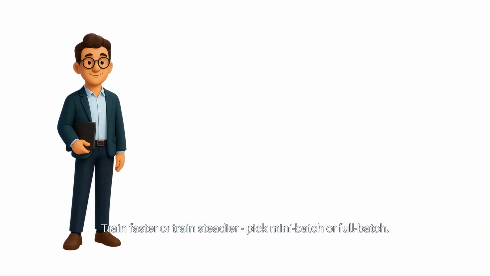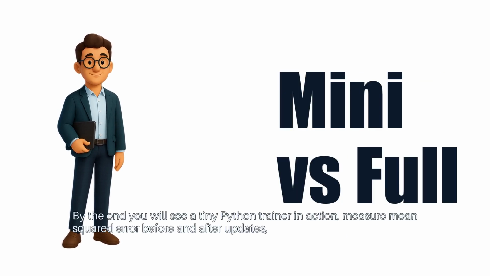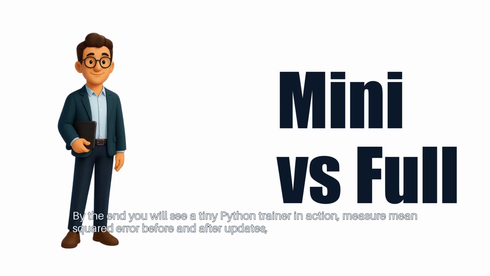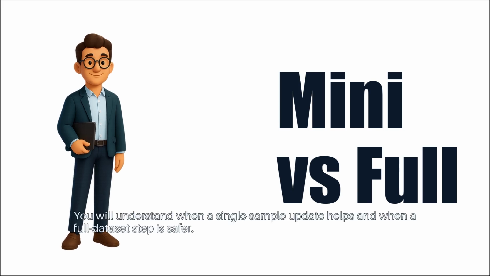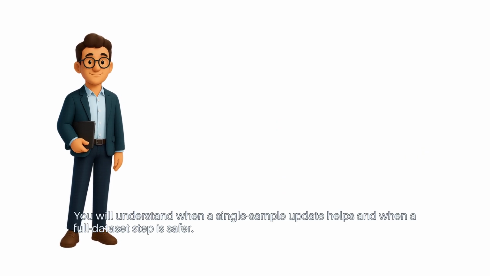Train faster or train steadier. Pick mini batch or full batch. By the end, you will see a tiny Python trainer in action. Measure mean squared error before and after updates, and compare speed versus stability in numbers. You will understand when a single sample update helps and when a full dataset step is safer.